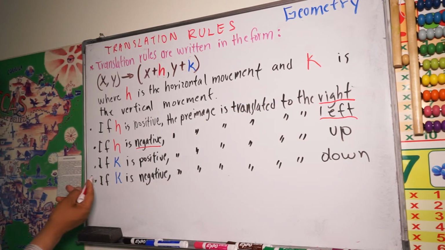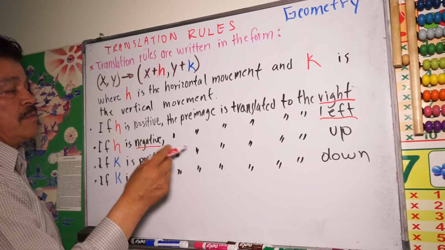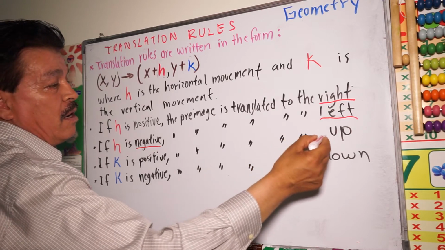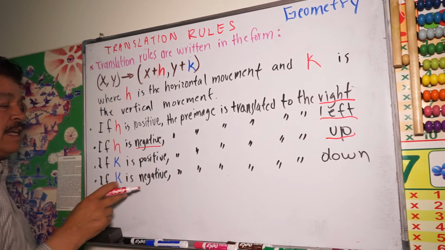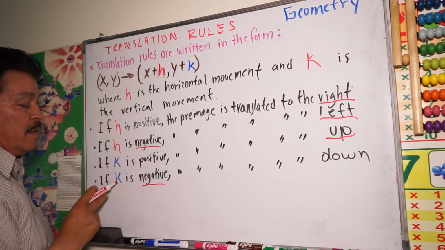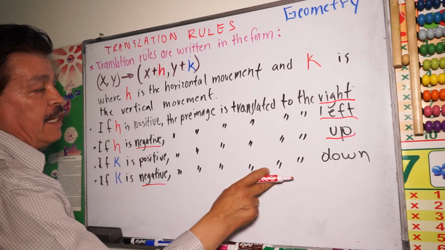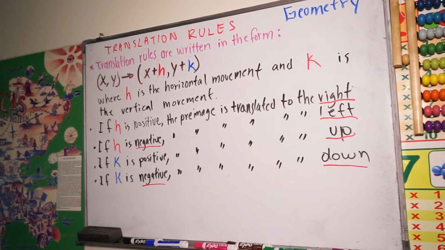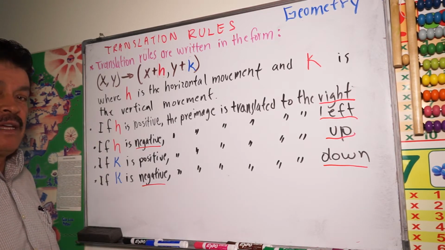And k, look at this. If k is positive, then the preimage is translated up, right? It's going to be up. If k is negative, then the preimage is translated down, right? Down. So these are the main ideas of the translating rules that you have to keep in mind. Don't forget it.